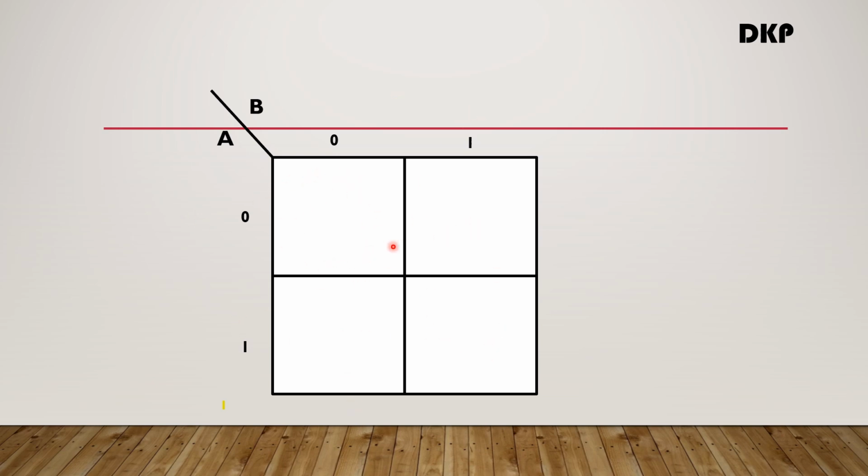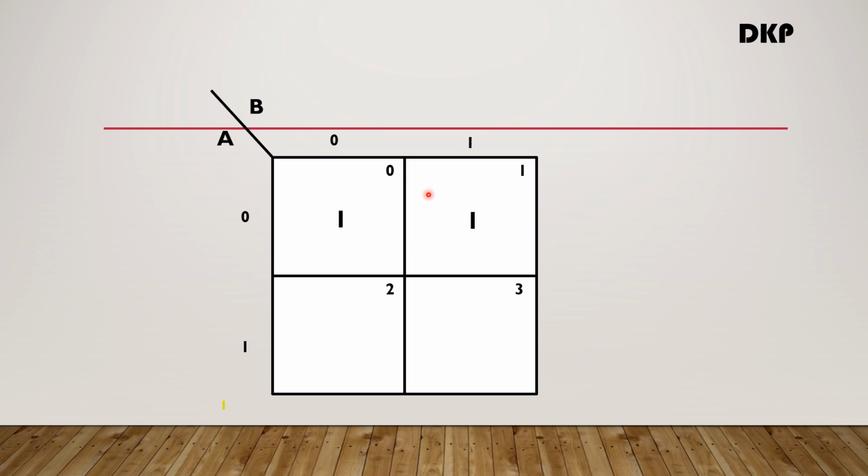And each cell is represented by its minterm. This cell represents the minterm M0, this cell represents the minterm M1, this cell represents the minterm M2 and this cell represents the minterm M3. Now we are going to place ones in these two cells, that is M0 and M1. These two cells are adjacent to each other and they contain ones. Therefore, we can group these cells.